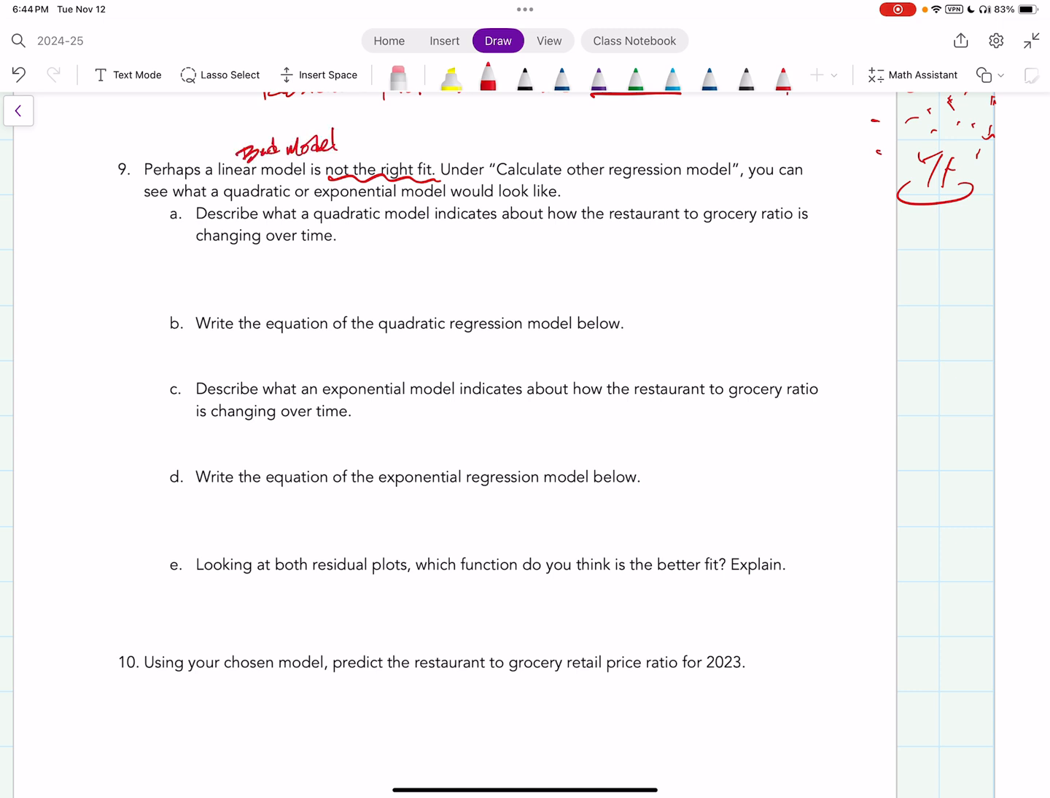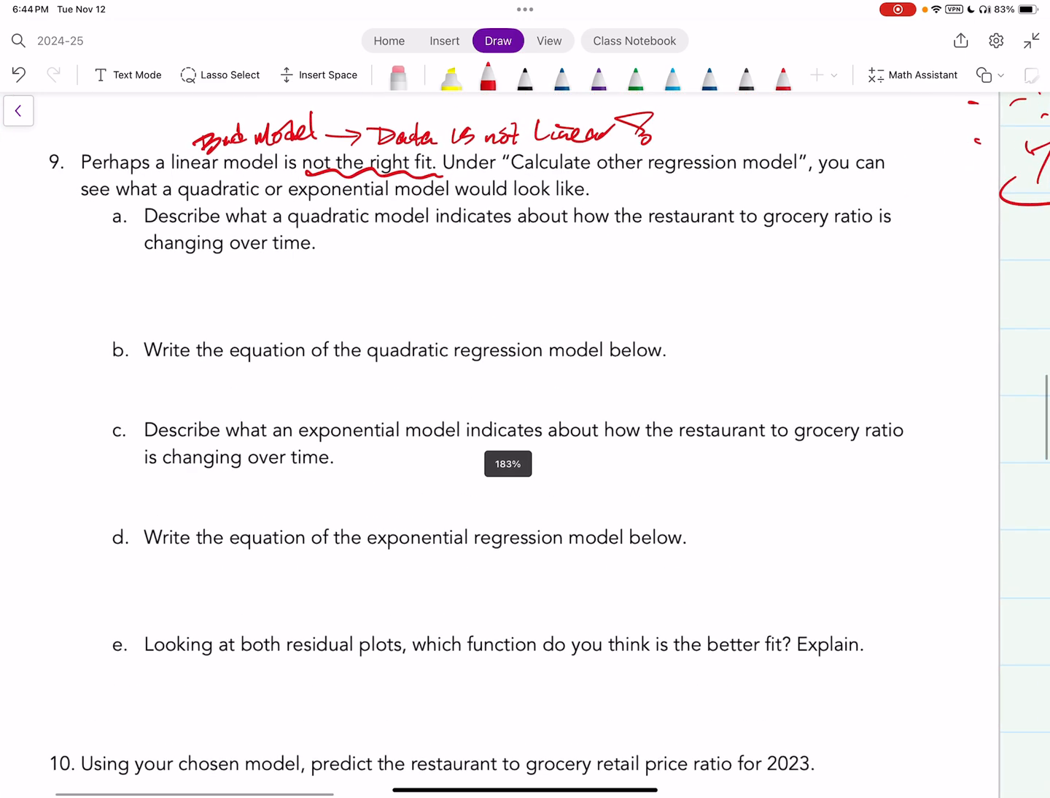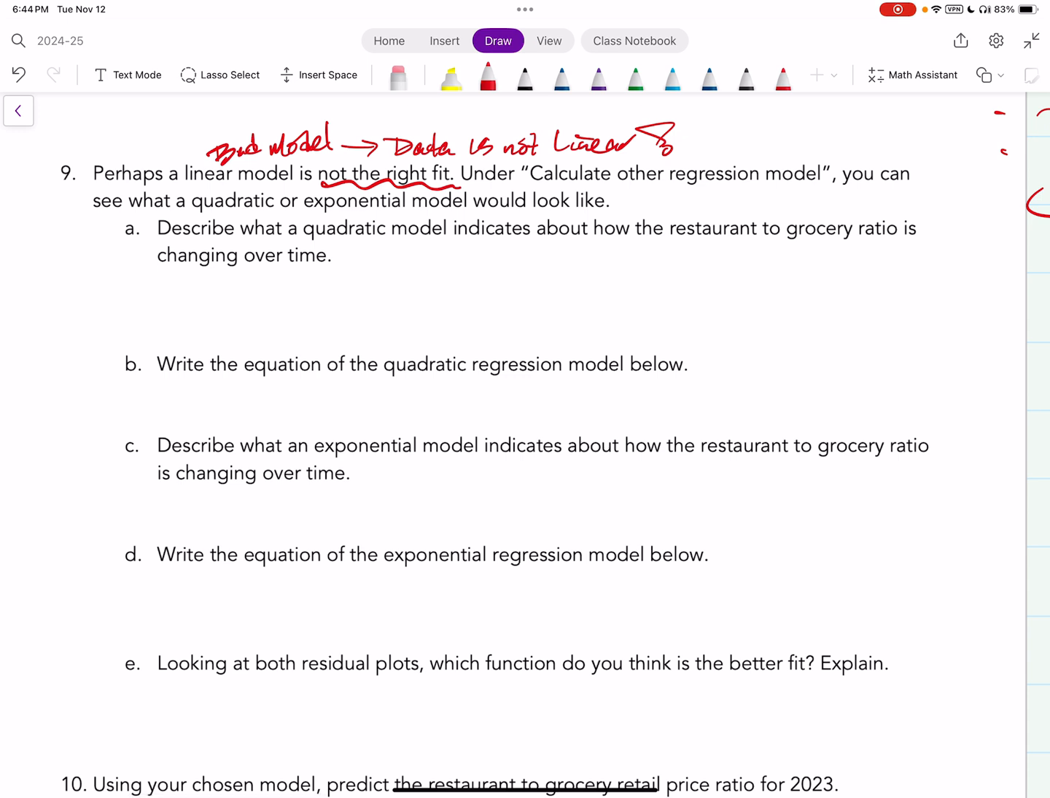Why? Because the data is not linear. That's the reason why. Data is not linear. I'm going to say it down. Say it again. But we learned how you can also tell. If you look at the residual plot and you see a pattern, it also indicates that you have a bad model and you've got to switch models.